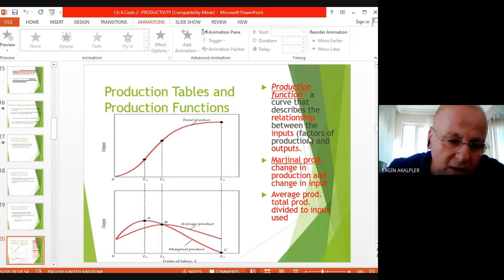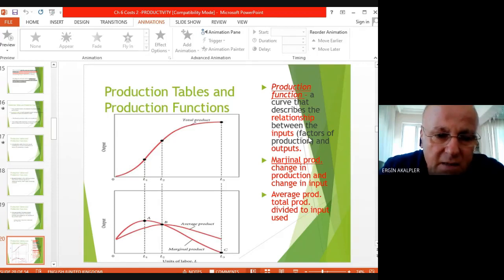And as you are observing here, output is on the vertical line, the y-axis, and the x-axis is the unit of labor or unit of capital. We are using the labor, and we are trying to analyze the total production, and of course the average production and marginal production.